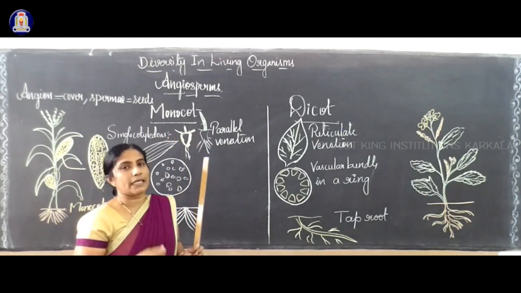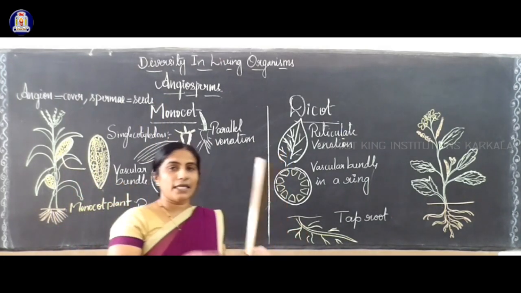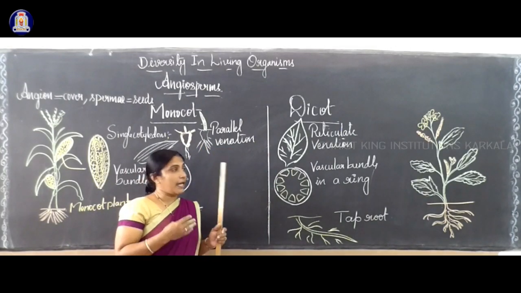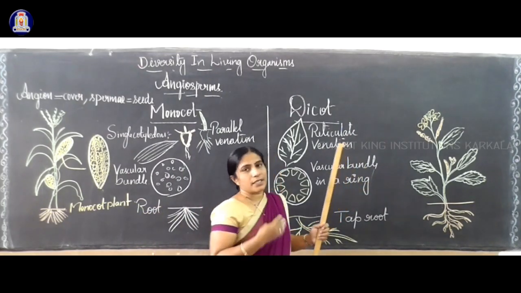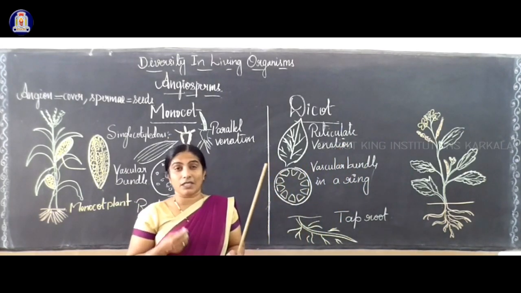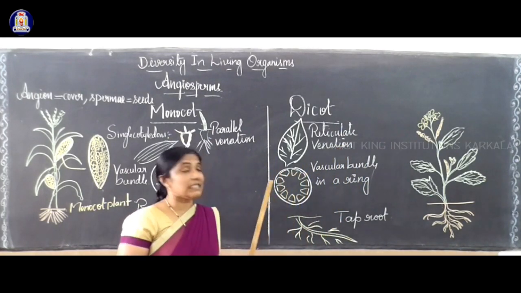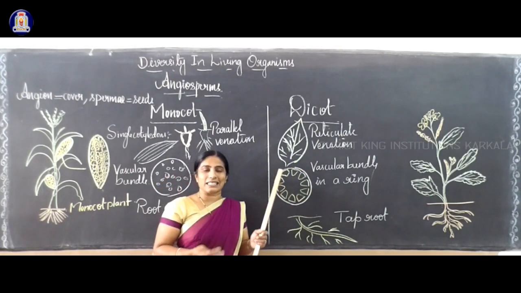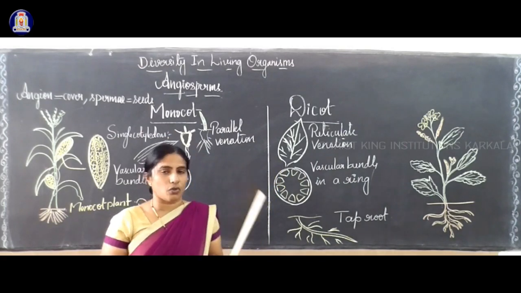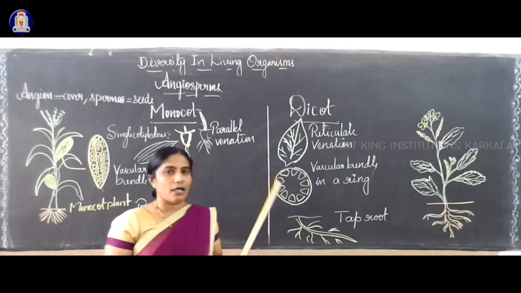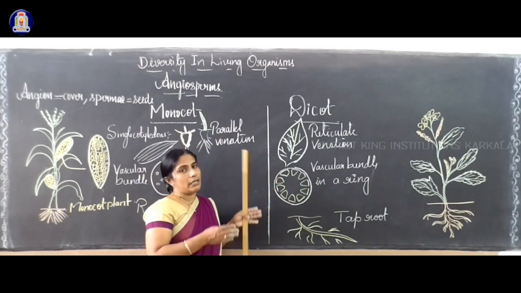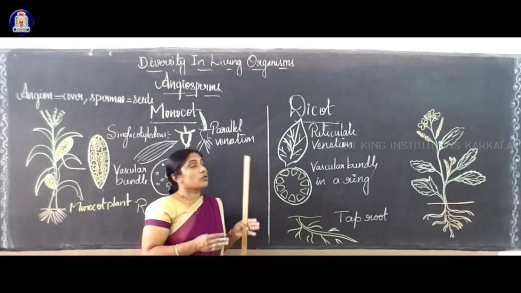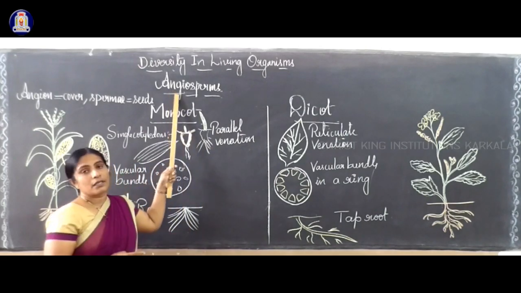Maybe you have seen a variety of plants. Some have bright colored flowers attracting everyone, some have small little flowers with fragrance, and some are very delicate plants with flowers and seeds. You can observe a variety of flowers. All these flowering plants come under angiosperms.